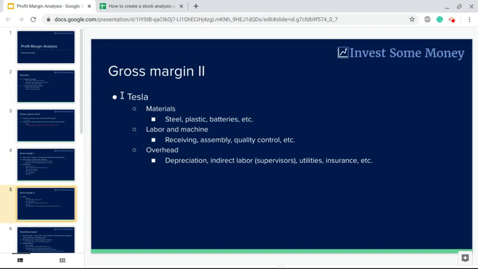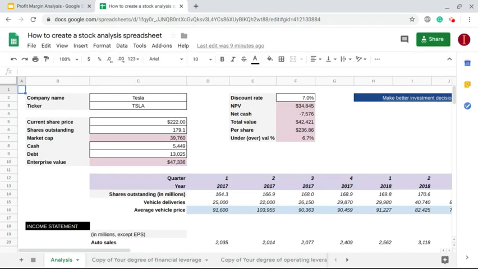A little more about that. Well, what I did was I used my how to create a stock analysis spreadsheet as an example here. And you can download your own copy of this spreadsheet.